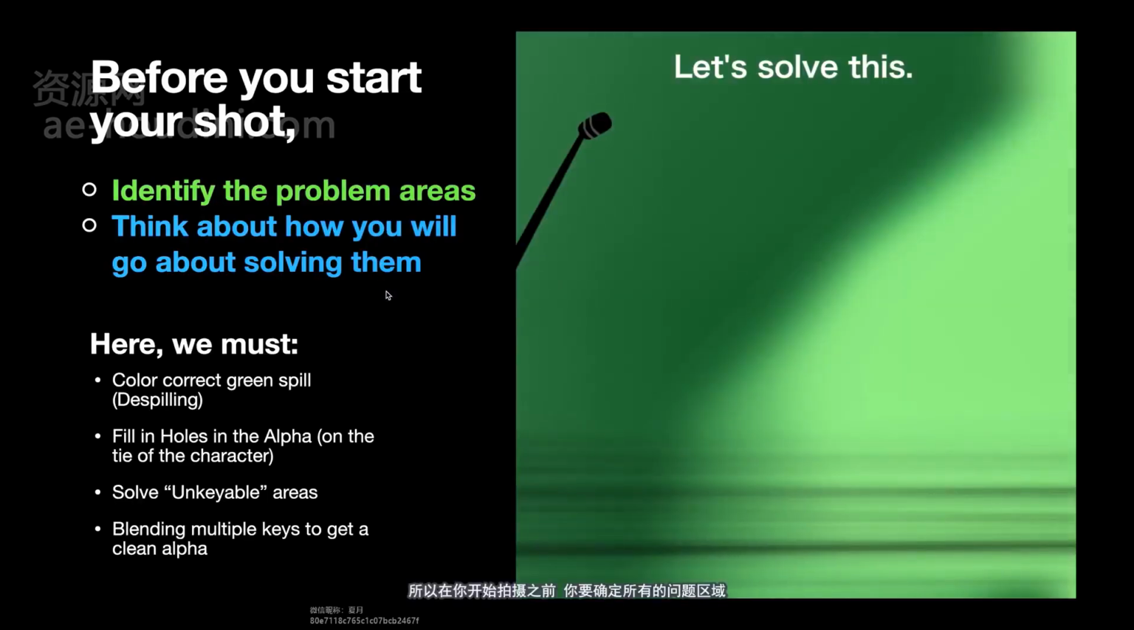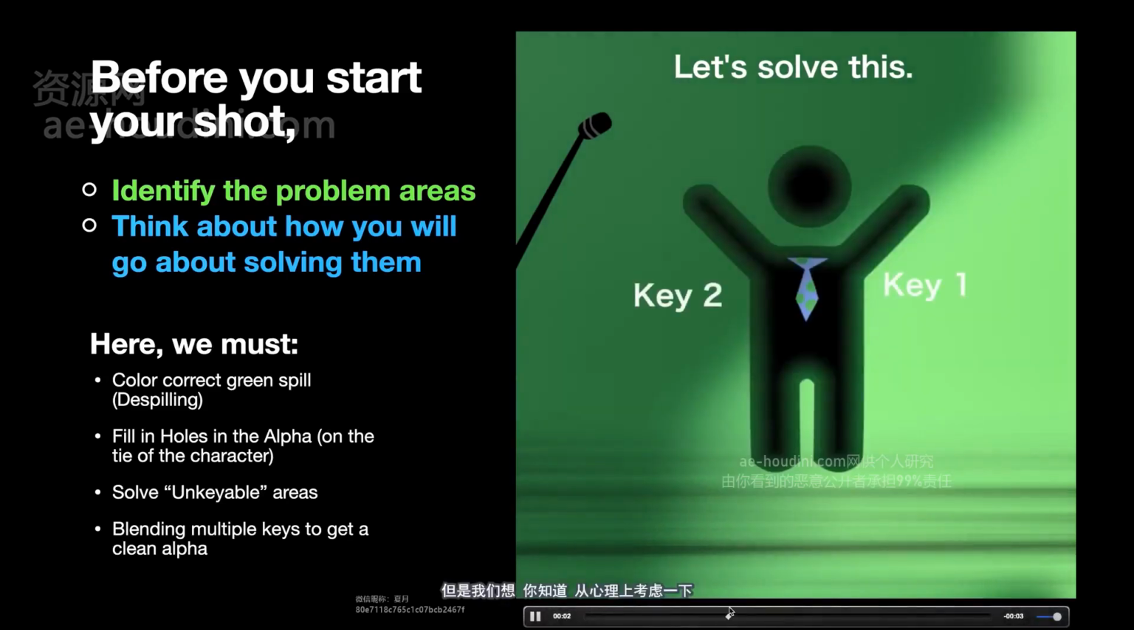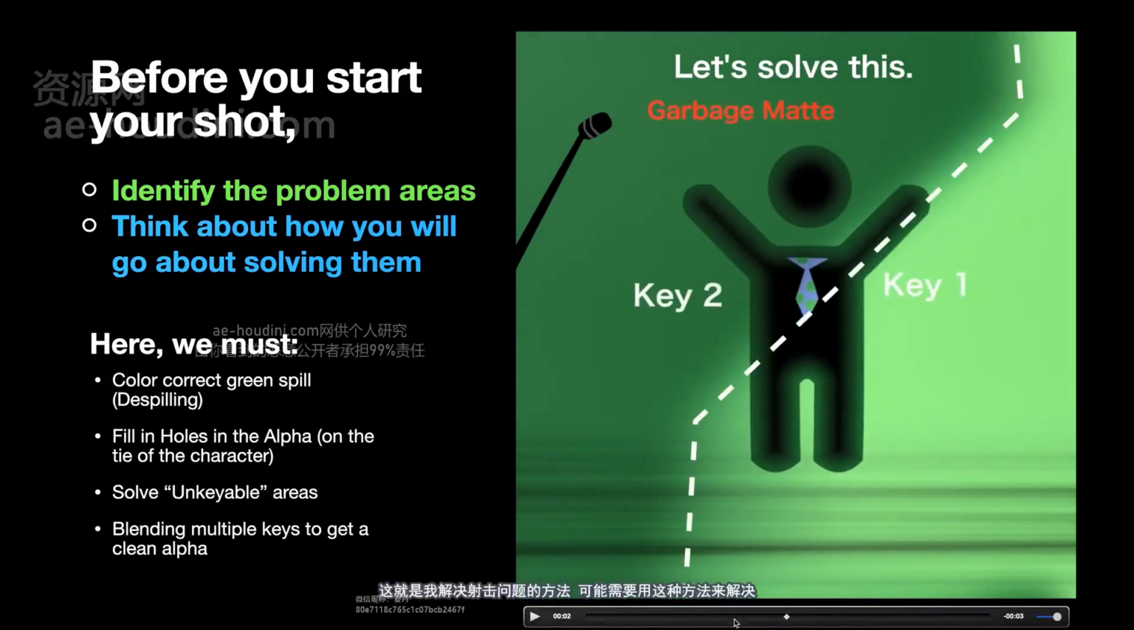Before you start your shot, you want to identify all those problem areas. You want to think about how you're going to go about solving them. And we've already done that. We've kind of identified them. But we want to think about it mentally, how this puzzle is going to be solved. This is the way I would solve this shot, and it probably would have to be solved this way.